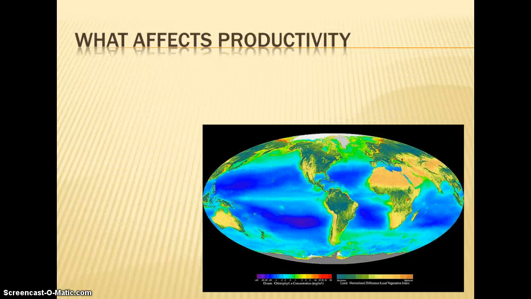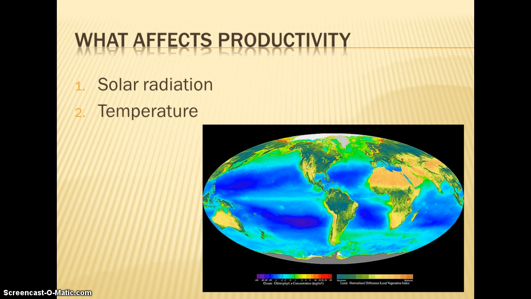So there are things that affect the productivity of an ecosystem. When we looked at our biomes, we talked about the relative productivity and how some are more productive than others. Solar radiation is a big one. You need solar radiation for photosynthesis. And you also need ideal temperatures. So those biomes that are around the equator are going to have the highest insolation, and they're going to have warm temperatures year-round. The amount of carbon dioxide also plays a role.